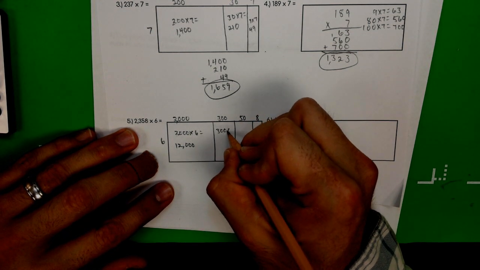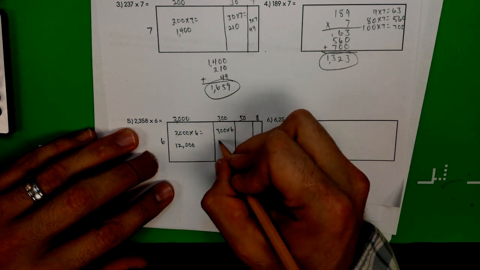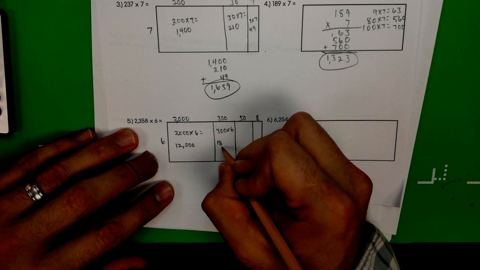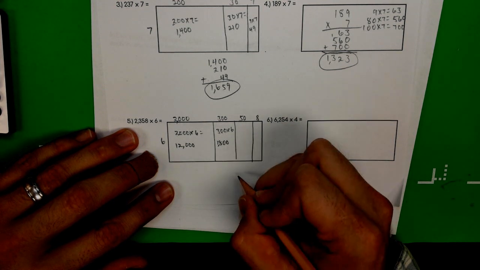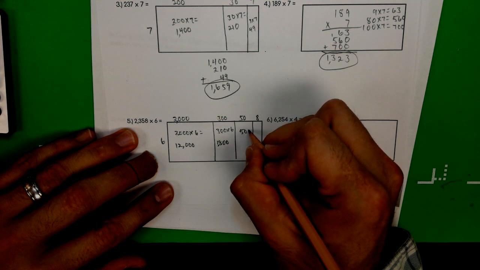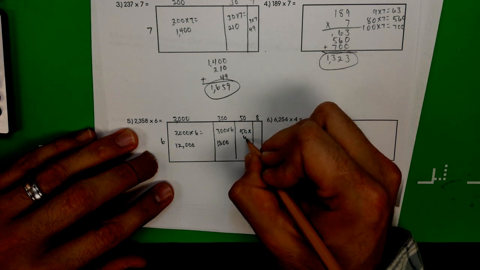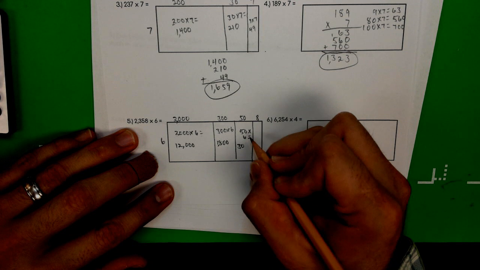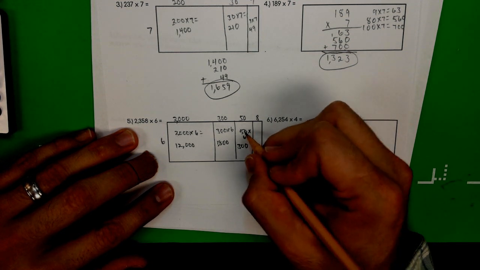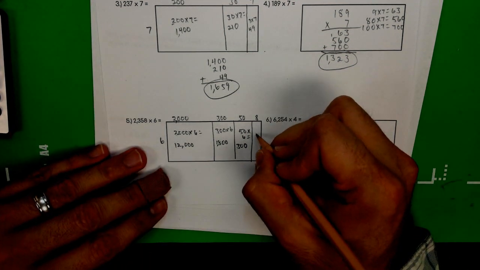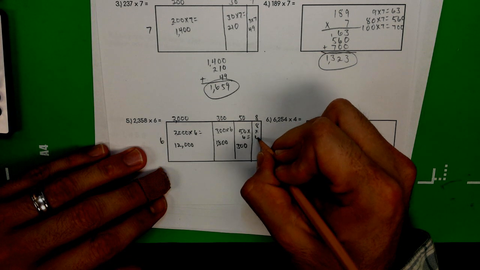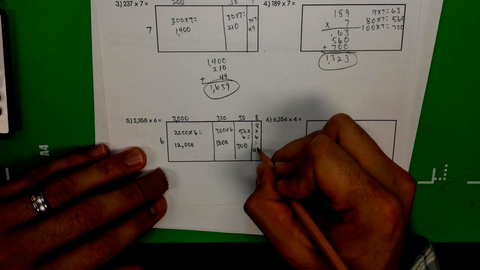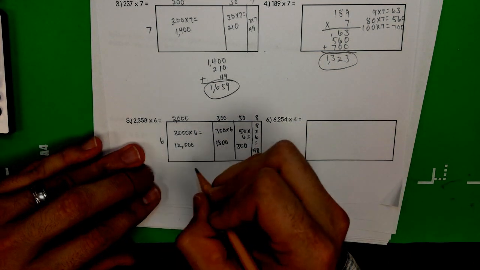300 times 6: 3 times 6 is 18. 2 zeros here, 2 zeros in our answer. 50 times 6: 5 times 6 is 30. 1 zero in the equation, 1 in the answer. And then 8 times 6 equals 48. Again, we add these together.